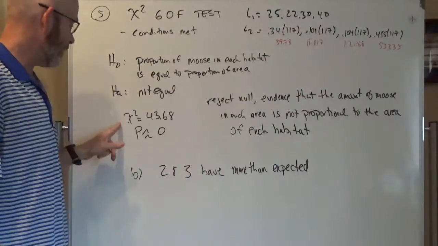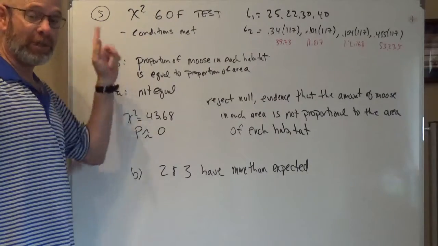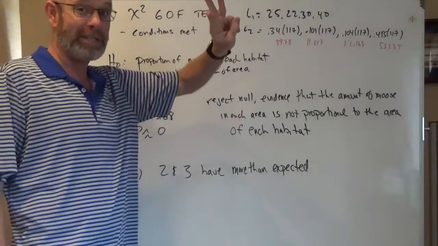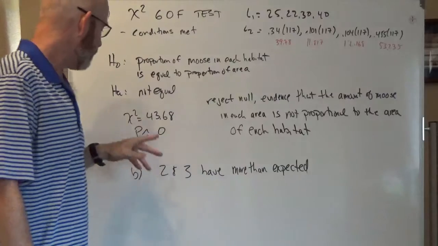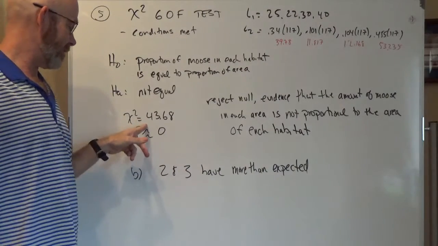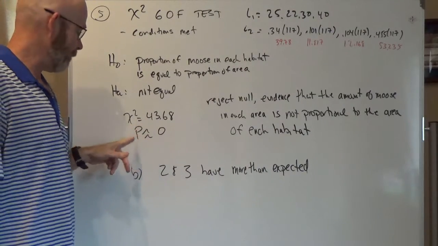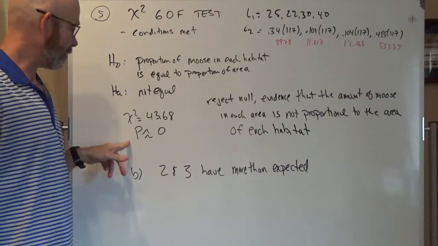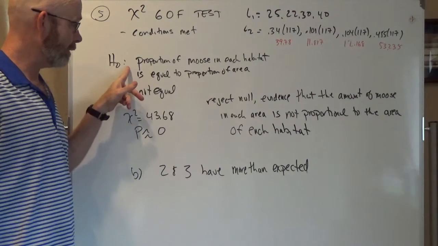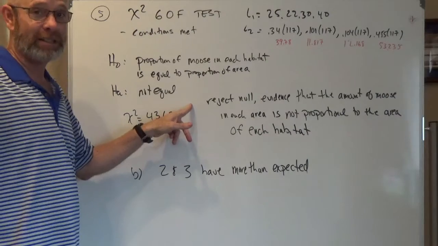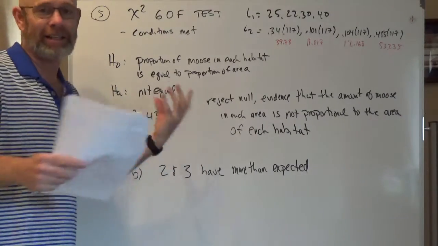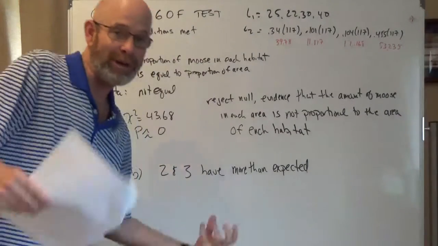I ran the test. I got goodness of fit test, list one, list two, 3 degrees of freedom, one less than the number of categories. Got a chi-square test statistic of 43.68 and p-value basically 0, which means I'm going to reject the null, which means there is evidence that the moose are not in the same proportion as the areas, that they're going somewhere else.